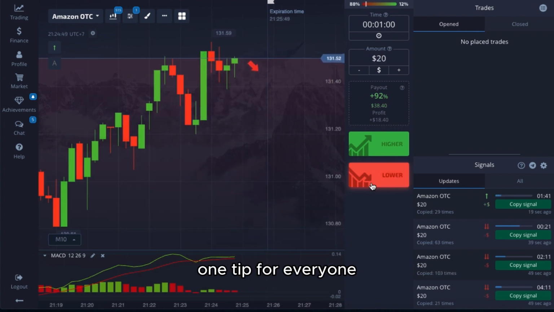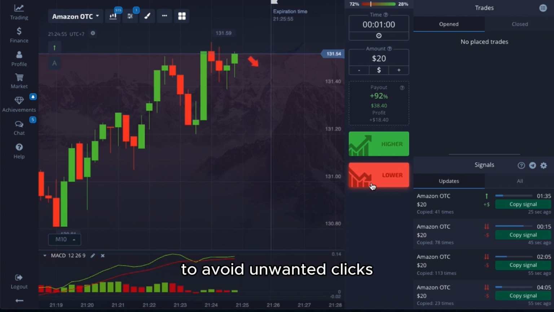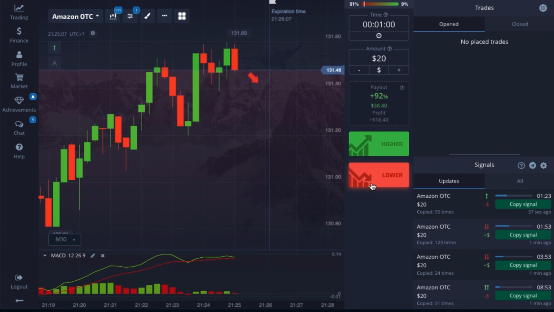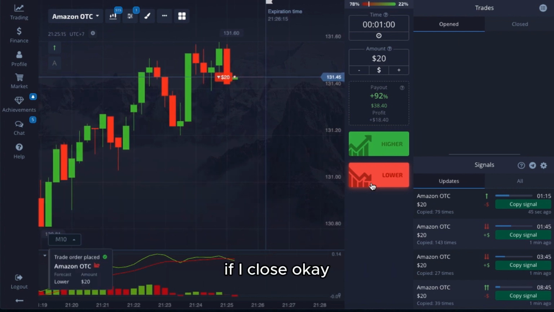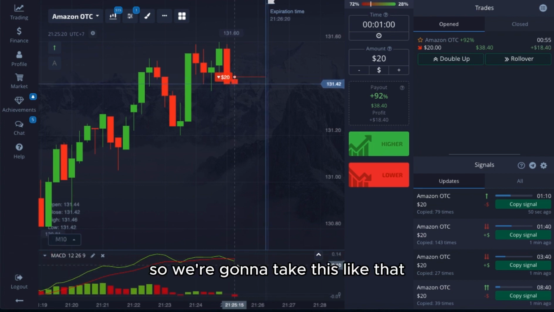One tip for everyone, I like to put the mouse click to be on when I trade to avoid unwanted clicks. We're very close. Engulfing candle. This could be it before it closes. Okay, we have the close and it crossed, so we're going to take this like that.